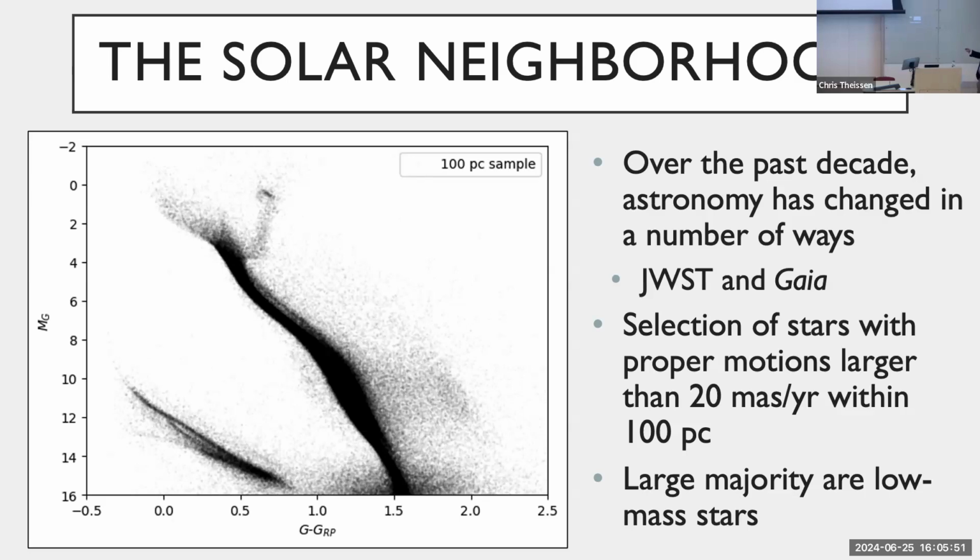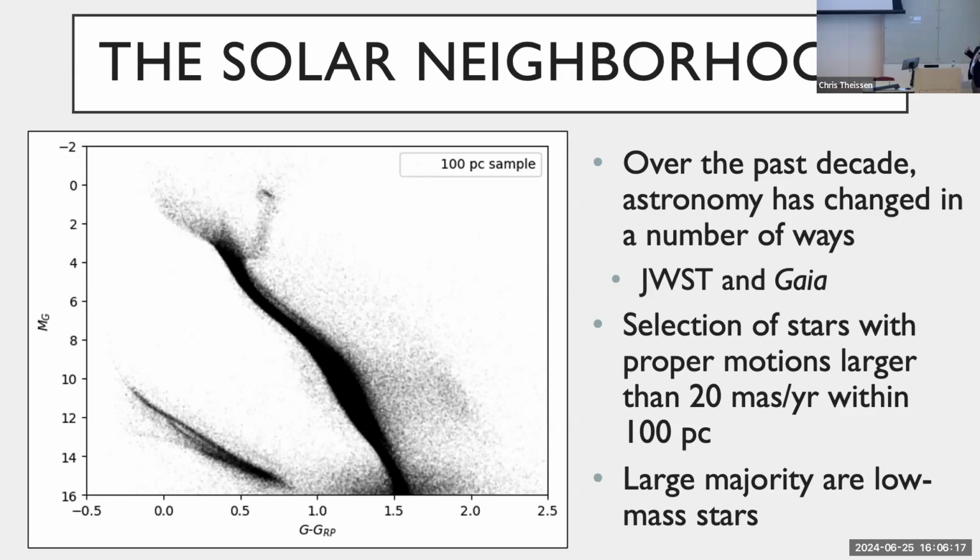You look at the white dwarfs and you see the double main sequence there. You see that the vast majority of stars within 100 parsecs, this is the 100 parsec sample from Gaia, selected for stars with proper motions greater than 20. You can see that the vast majority of these stars are M dwarfs, and Todd is going to be talking about those next.